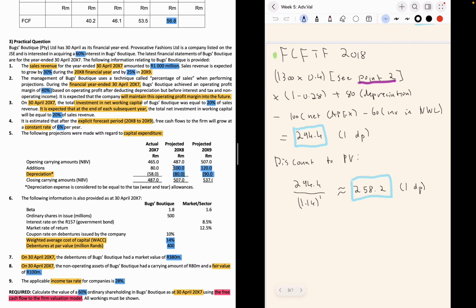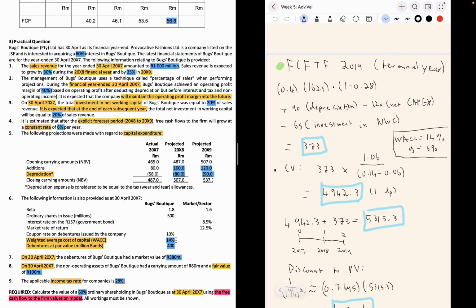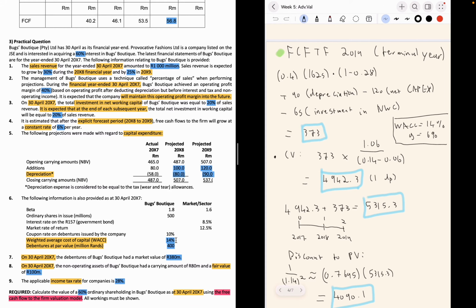Now let's discount it. So we say 294.4 over 1.14 equals 258.2. Why do I use 1.14? Well, when we discount in the free cash flow to the firm model, we generally use the WACC, the weighted average cost of capital, 0.6, that is given to us as 14%. So 1 plus 0.14 to the power 1. It's to the power 1 because it's just 1 year after 2017. So we just have to say to the power 1. So we discount it to get 258.2. Let's move on to 2019. Okay, this is the terminal year.